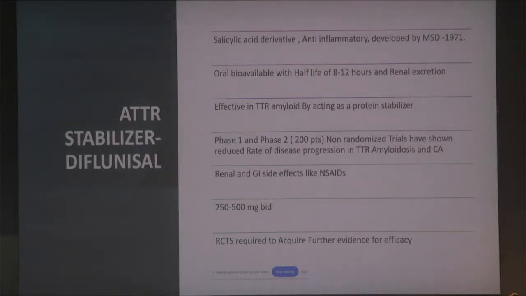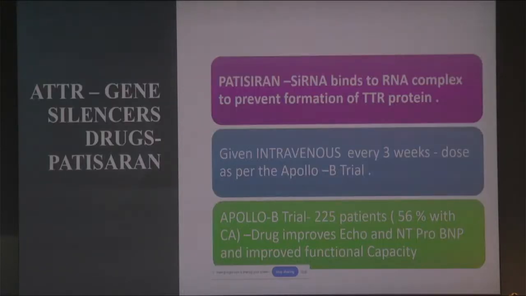So it is anti-inflammatory, oral, bioavailable. It could be given as a BID dose. There are a few trials, phase 1 and phase 2, using 200 patients, non-randomized, that have just shown a reduced rate of progression of TTR amyloid. The other drugs are the modern ones, the gene silencer drugs.